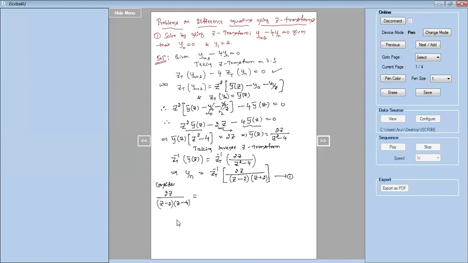From here onwards, I'll do the partial fraction like this. It is linear non-repeated: A by z minus 2, numerator I'll leave it blank, plus B by z minus 4. Otherwise, you can do like your problem number 1 and 2 also.